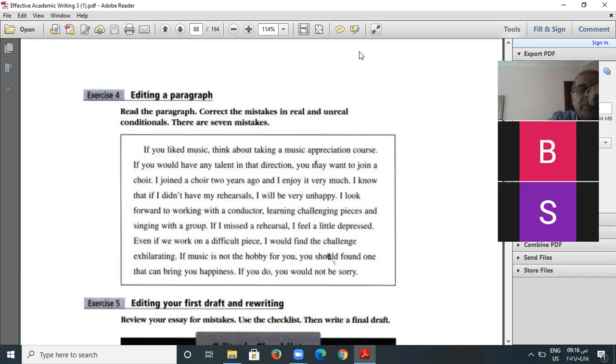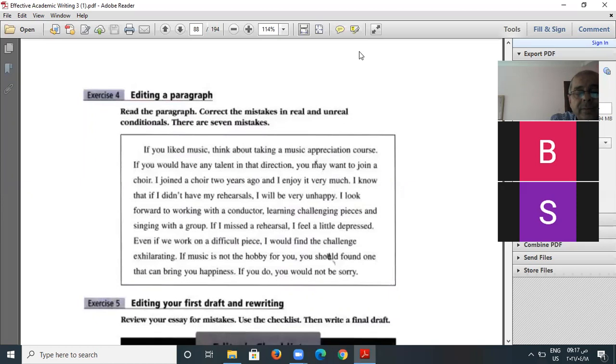What should we change here? The main clause or the if clause? The main clause. Of course here if I missed, simple past, a rehearsal, I what? I would feel, yes. Okay. If I missed a rehearsal, I would feel a little depressed. Of course this is also an unreal conditional. Next.